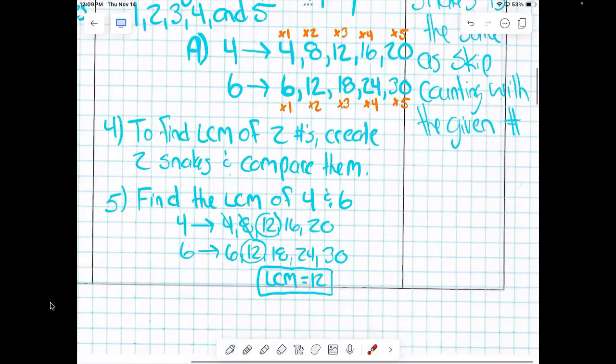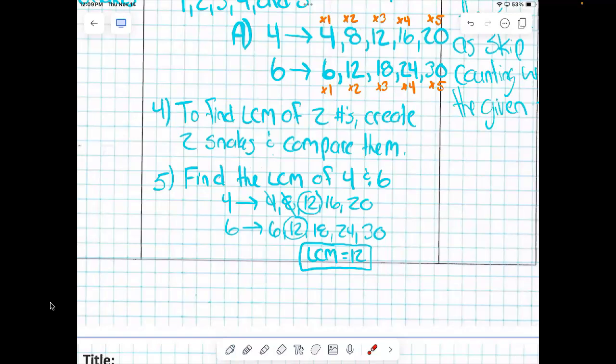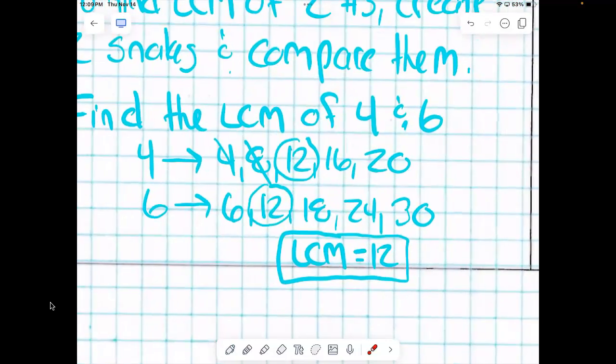The goal here, though, sometimes is to find the smallest or the least common. Common means the same, yeah? Yes. So the least common multiple of numbers involves simply making a 4 snake, in this case, and a 6 snake, right? Yes. So when I made the 4 snake and I made the 6 snake, we looked at the number 4 and we looked down at the 6 snake.